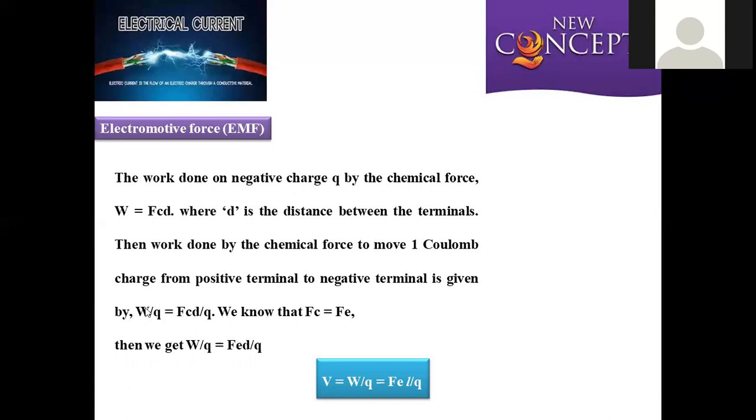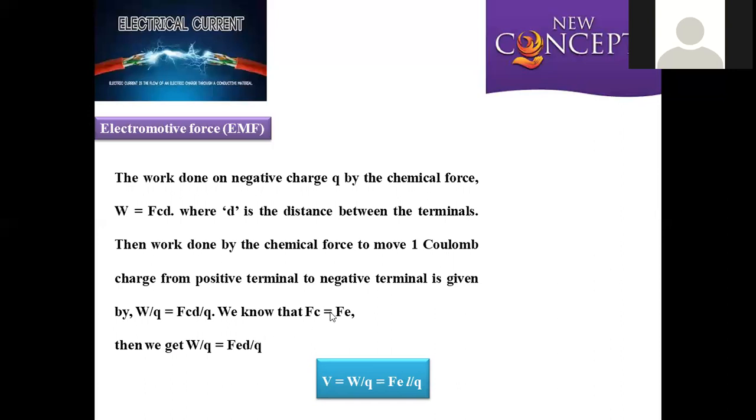Thus, the equation is given by W by Q is equal to FC D by Q. W denotes work done by the electrical force, and Q is the unit charge, that is 1 coulomb. FC is the chemical force operated, and D is the distance between the positive and negative terminal of the battery. Q is the charge, that is 1 coulomb.